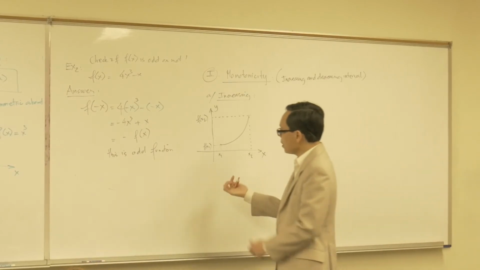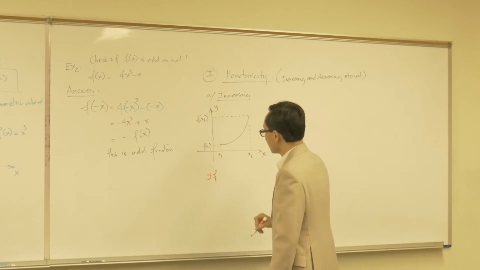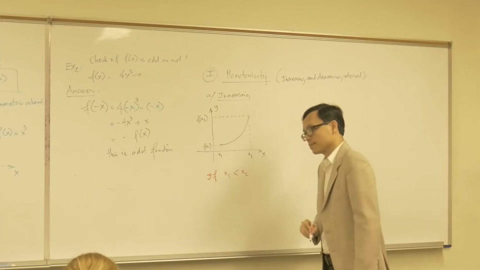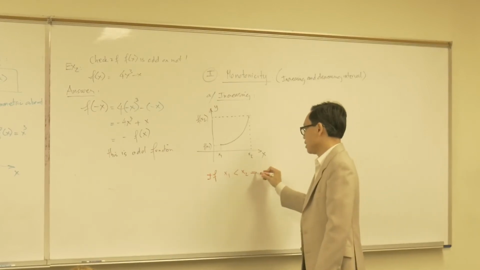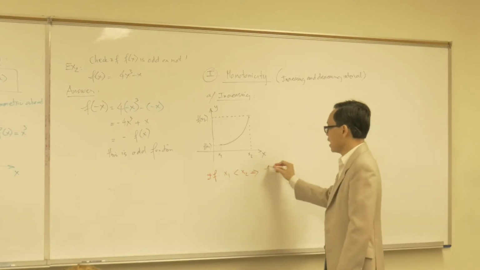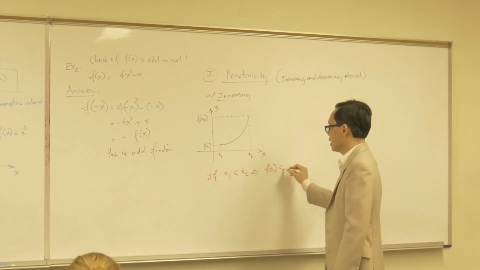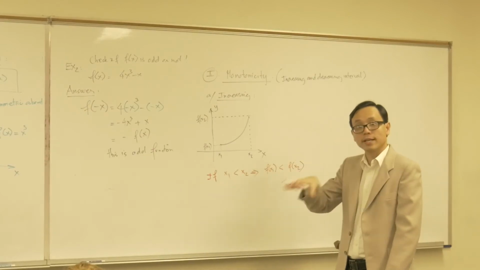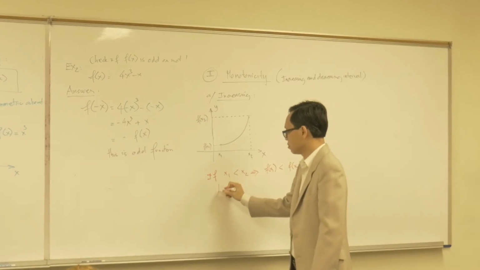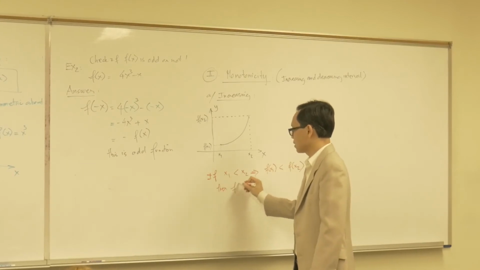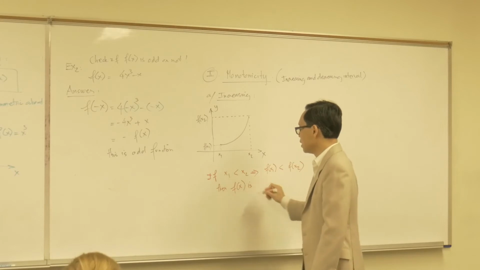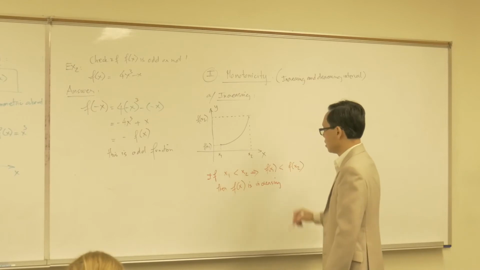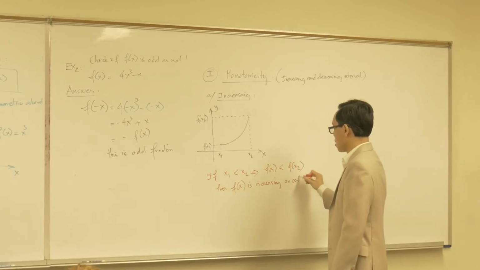So if we have x1 less than x2, and this implies f(x1) less than f(x2), then we can conclude f(x) is increasing on a certain part of the domain.